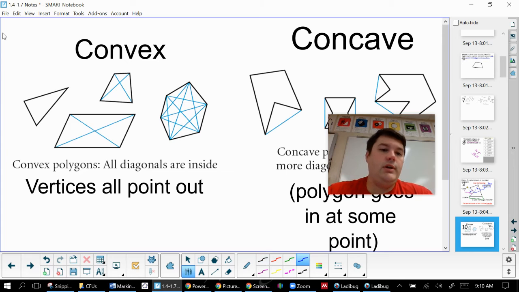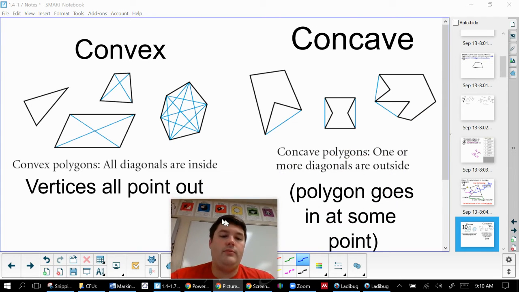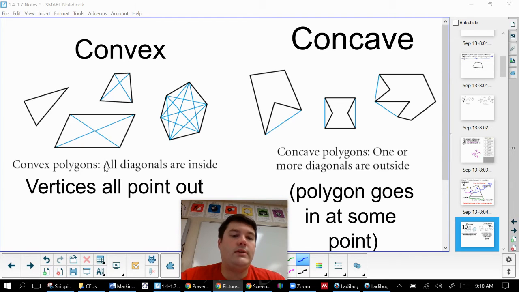One more definition here. We've got convex and we've got concave. Now I've put 2 things on here for you. The smaller ones are the technical book definitions. So a convex polygon is where you draw all the diagonals and they're all on the inside of the shape. I always remember this as all the vertices point out. Okay, they all point out, the little vertices.